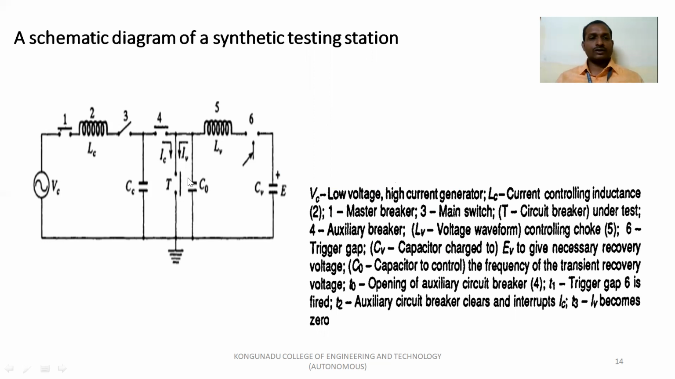So VC, the low voltage high current generator, is one of the sources. This is the battery E, the other source. CV is the capacitor charged to EV to give the necessary recovery voltage. One gives the current, the other gives the voltage. So with the combination of the two sources, we provide the short circuit at the rated level.